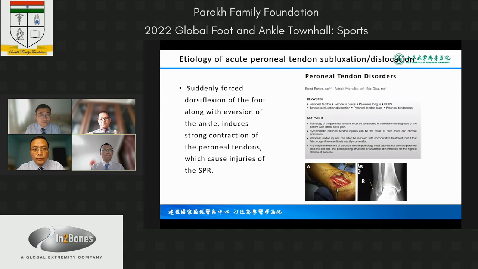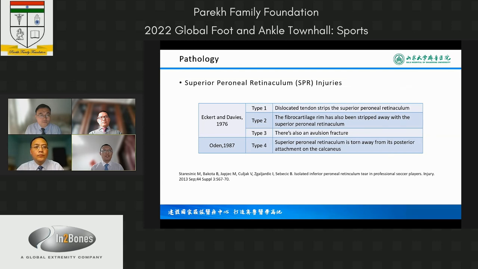Etiology. Acute peroneal tendon subluxation or dislocation is mainly caused by a sudden forceful dorsiflexion of the foot along with eversion of the ankle, which induces strong contraction of the peroneal tendons and causes injury to the superior peroneal retinaculum. The pathology of SPR injuries is well documented. Eckert and Davis classified SPR injuries into three types. Type 1: the tendon is dislocated with the SPR stripped. Type 2: the fibrocartilage rim has also been stripped away with the SPR. Type 3: there is also an avulsion fracture. A type 4: the SPR has torn away from its posterior attachment on the calcaneus.